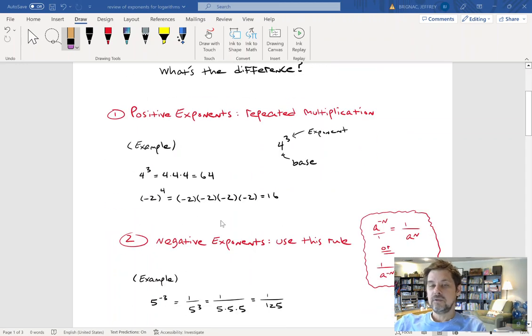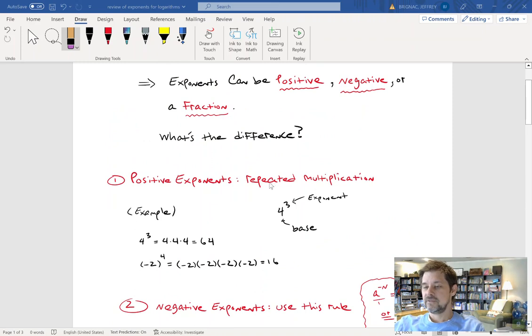Okay, so a positive exponent just refers to repeated multiplication. So if I have what you see here, 4 to the third power, that means to take the 4 and multiply by itself 3 times. 4 times 4 times 4. If you take 4 times 4, that's 16, and if you take 16 times 4, that's 64. So if you just multiply these together one at a time, once you have it written down, you get 64.